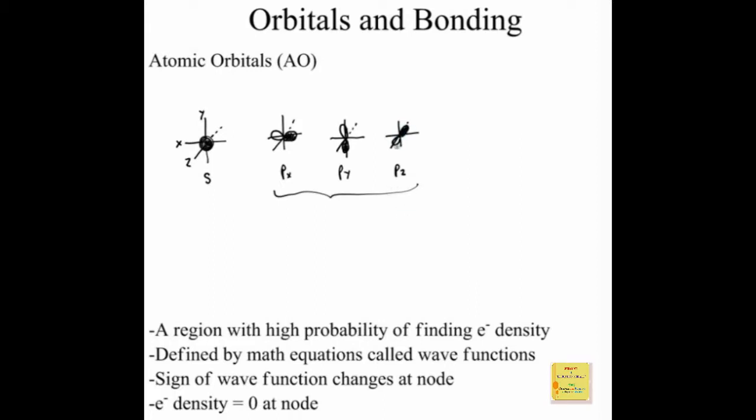They're typically shaded different colors because that's representing the sign of the wave function. The sign changes at the center there and at the origin, and that's why we typically show them in different colors. But that's the general shape of these atomic orbitals. So atomic orbitals are defined as regions with a high probability of finding the electron density. These are defined by mathematical equations that are called wave functions. I already mentioned that the sign changes at the node, but the other thing to mention is that at the node, where we have a change of sign, the probability of finding any electron density at this point is 0.